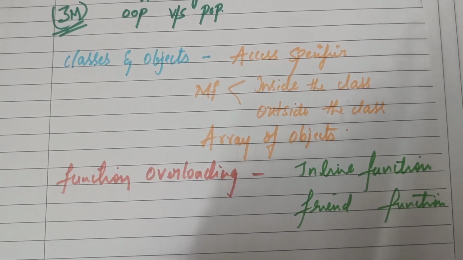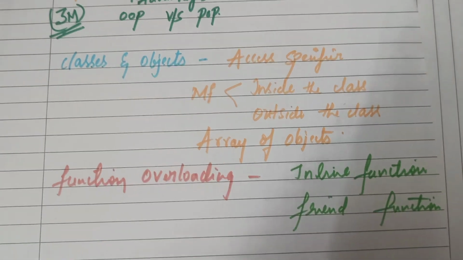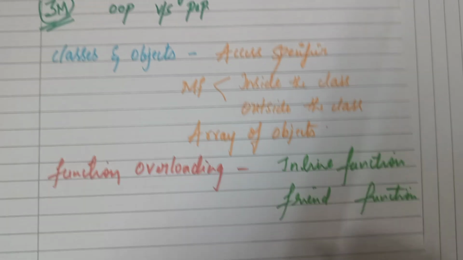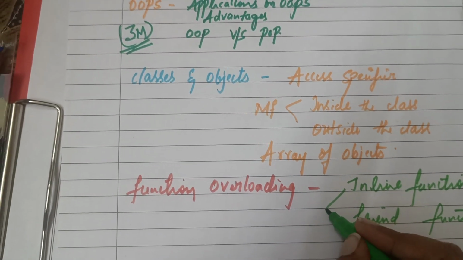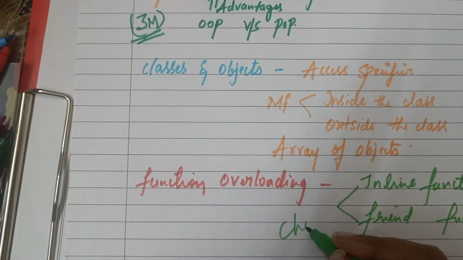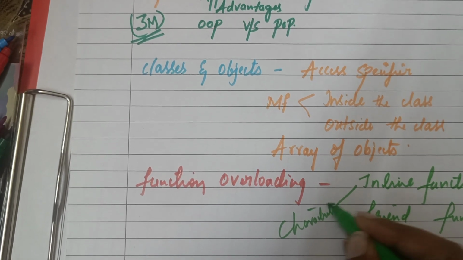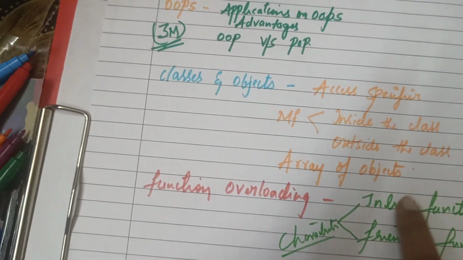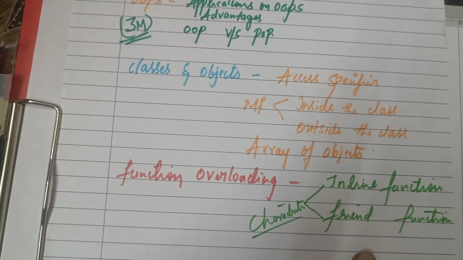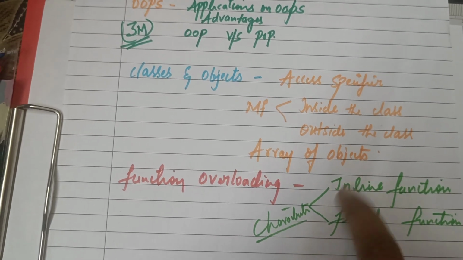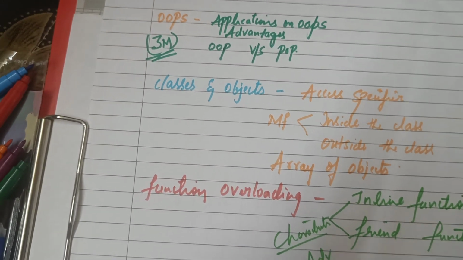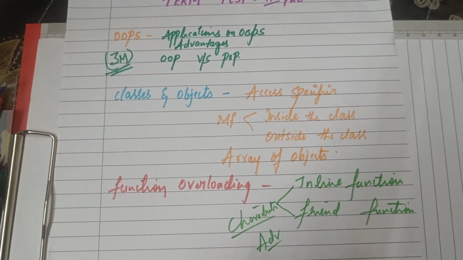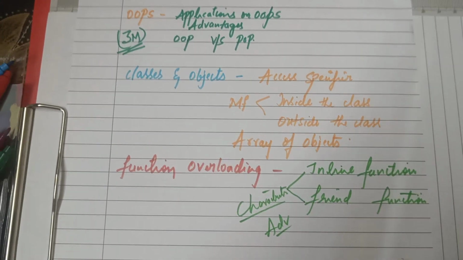For inline function you have to write the definition, the syntax and one program. For friend function also the definition, syntax and the program. And one more important question is the characteristics of inline and friend functions. That is also very important: the characteristics of inline function and one example program, and the characteristics of friend function with one example program and syntax. And one more thing is the advantages of inline function and friend function. These are the most expected questions for the examination.